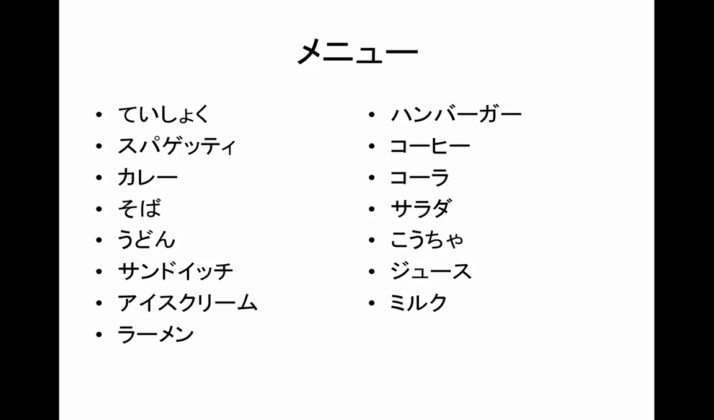Okay, and under that we have ramen. Everybody knows what ramen is, right? The staple of college students. Right. Yeah. Hamburger. Hamburger. Yes. Kohi, coffee. Cola. Soda. Sarada. Salad. Yes, sarada. Kocha. Tea, black tea. Yes, as opposed to ocha, which is Japanese green tea.